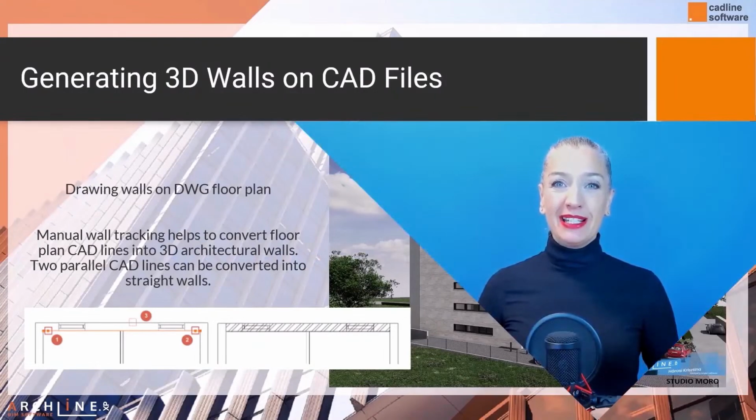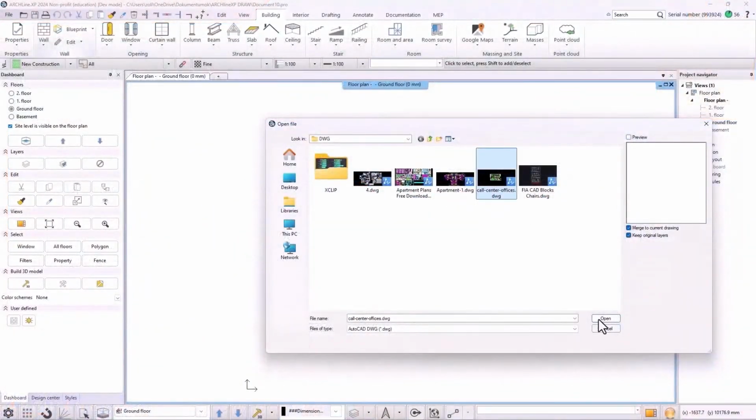ARCHLine.XP is a complete software for architectural design. The fact that it natively integrates the operating logic of a normal CAD and it's compatible with CAD formats makes it suitable to be inserted immediately into an architectural workflow.